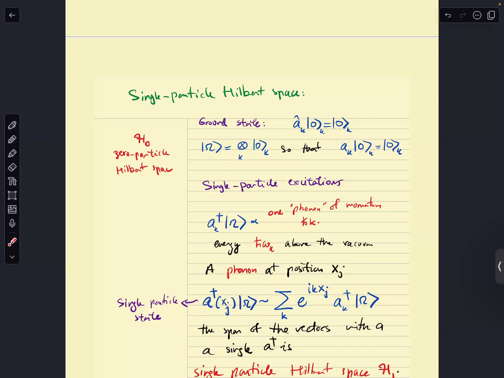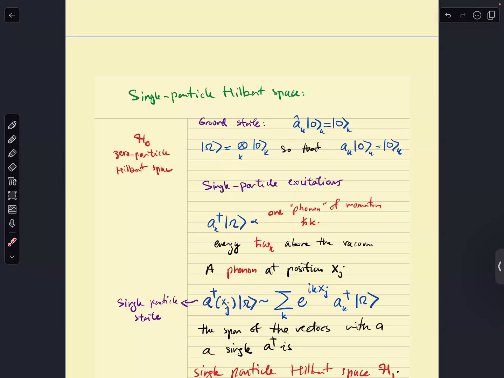Any thoughts? P0 square over 2m. So each harmonic oscillator with frequency omega k, what's the vacuum energy of a simple harmonic oscillator? Of h bar omega. H bar omega over 2, right?